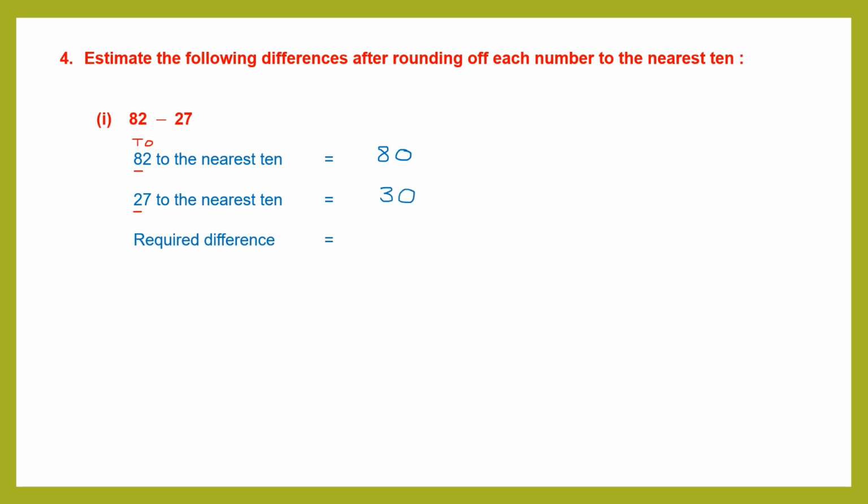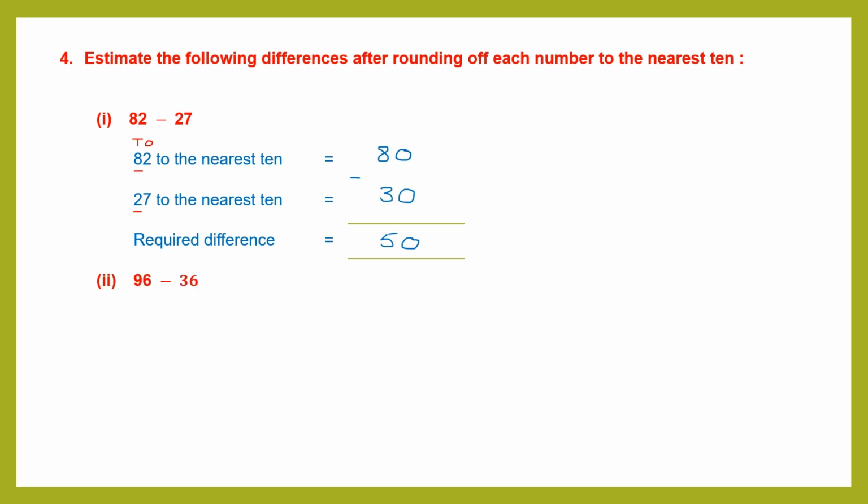Now we have to find the difference. So what is the required difference? By subtracting these two, we will get it. 0 here, 8 minus 3 is 5. So the required difference is 50. So this is how we find the difference. First you round it off and then subtract the two numbers.